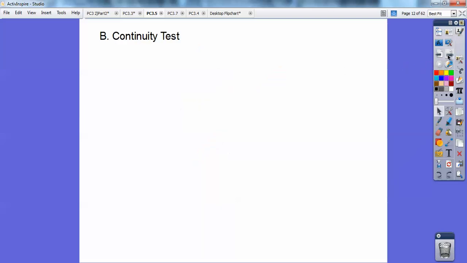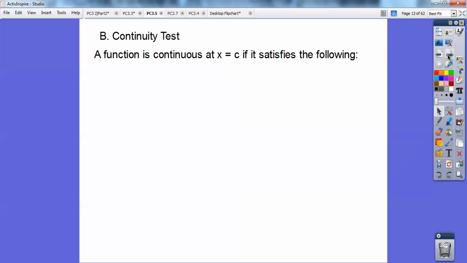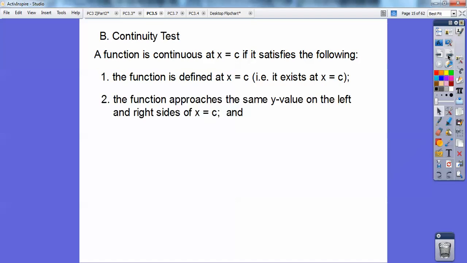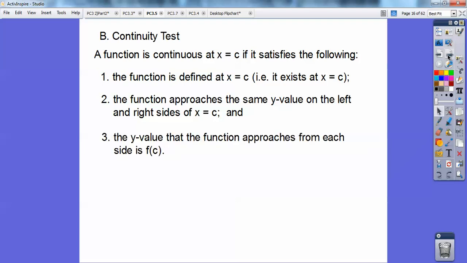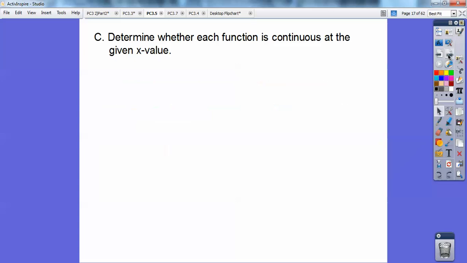We don't have time. Okay, so continuity test. A function is continuous at x equals c if it satisfies the following. The function is defined at x equals c. The function approaches the same y value when you approach x equals c from both sides, the right side and the left side. And the y value that the function approaches from each side is whatever f of c is. So I have examples that explain this, you guys.